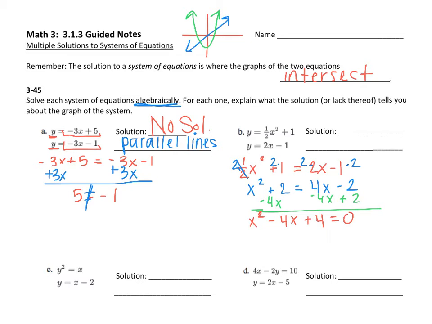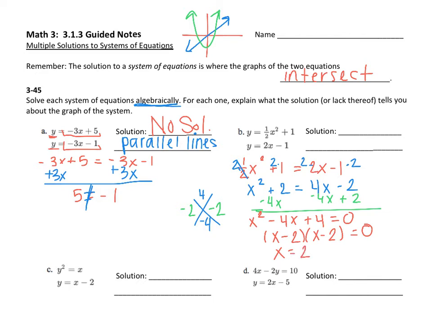I'm going to factor this using the diamond game. So put 4 here, negative 4 below, and I'm thinking of two numbers that multiply to positive 4 but add to negative 4. That would be 2 and 2, and since they add to negative 4, both of those are negative 2's. So negative 2 times negative 2 is positive 4, and negative 2 plus negative 2 is negative 4. That means my quadratic factors to x minus 2 times x minus 2 equals 0, which means x equals 2 and x equals 2.